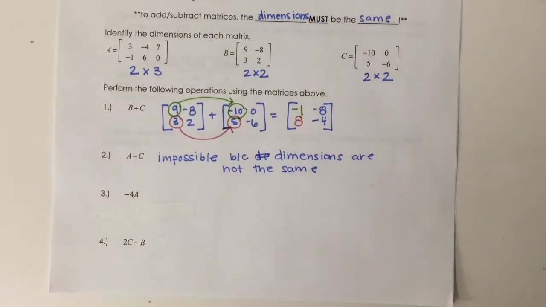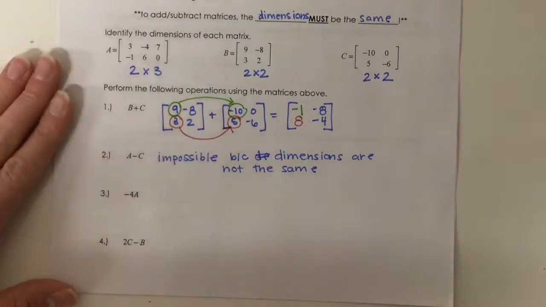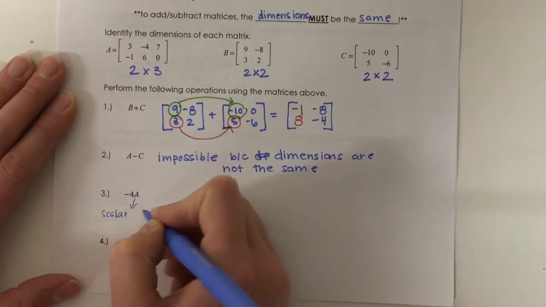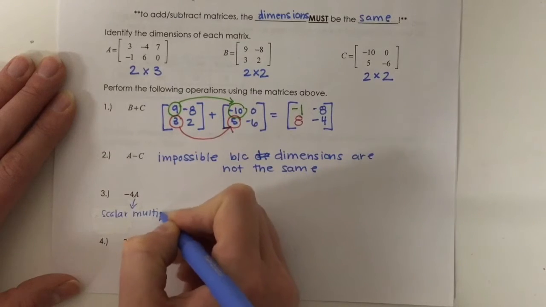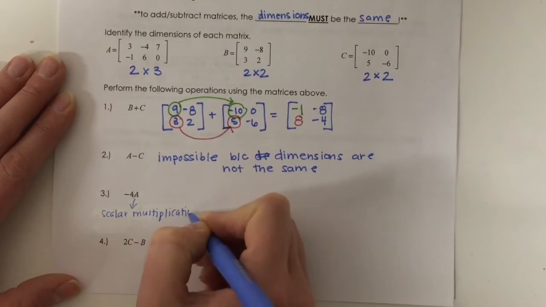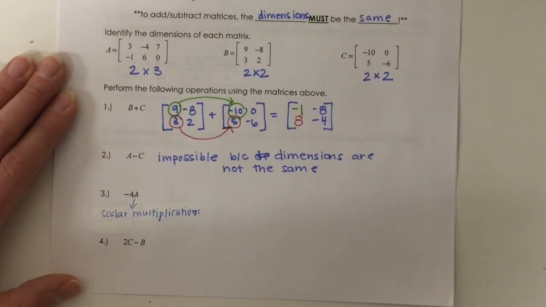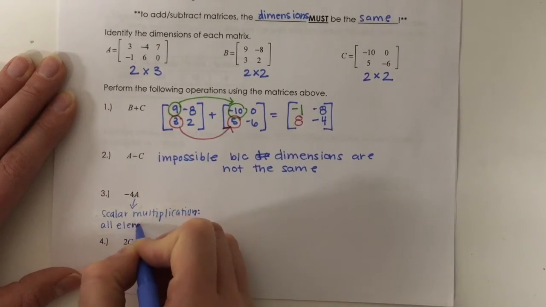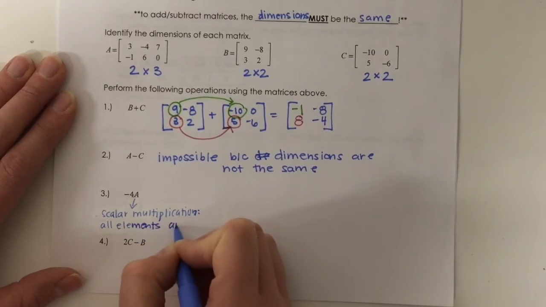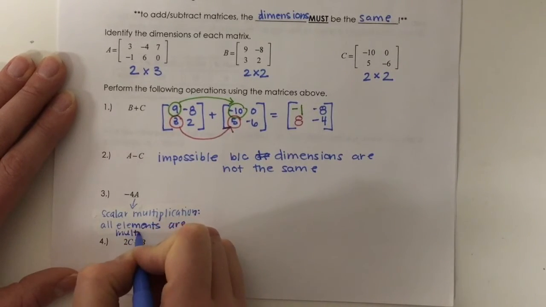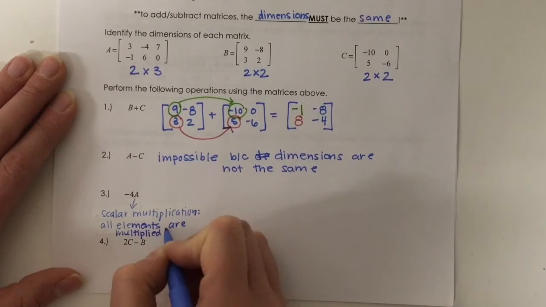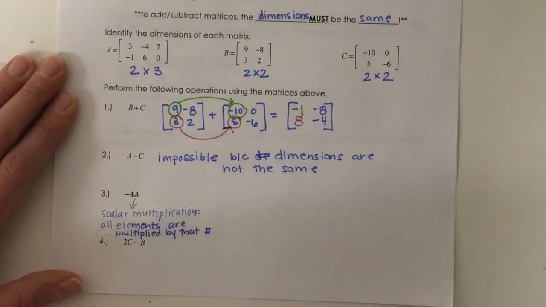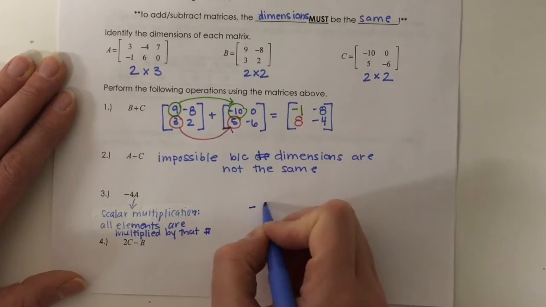Okay, this next one is called -4 times A, and we call that scalar multiplication. So it's actually not addition or subtraction. We're trying to multiply. But all it means here is that all elements are multiplied by that number. So -4 times the matrix A. And this you can do with any size matrix.